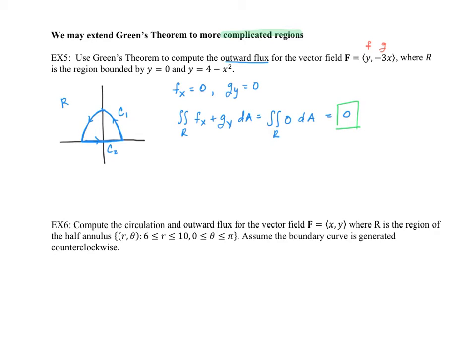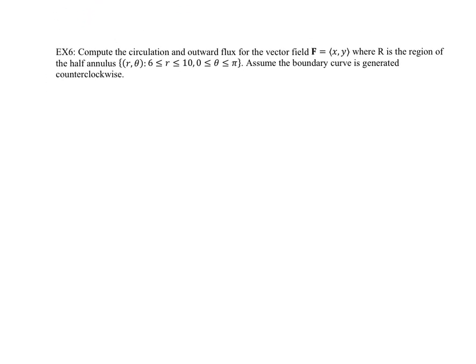Let's go ahead and do one more example. In example 6, it says compute the circulation and outward flux. So here I'm going to have to do two integrations, one for circulation, one for flux. I have my vector field, a simple vector field xy, so f is x, g is y. R is going to be the region of this half annulus. So maybe I'm going to sketch that just to see what it looks like. r is going to go from 6 to 10, and theta is going to go from 0 to pi. And we're going to assume the boundary curve is generated counterclockwise in the usual direction.